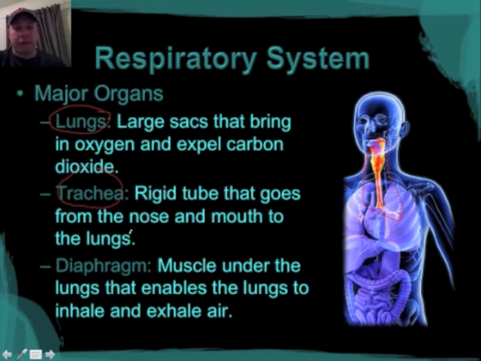And then we have the diaphragm. The diaphragm is a muscle, so we could also put it into the muscular system, but it's also part of the respiratory system. It's going to help the lungs bring in oxygen and then get rid of carbon dioxide. The diaphragm is usually located just beneath the lungs. Okay, so the diaphragm would be right about here.